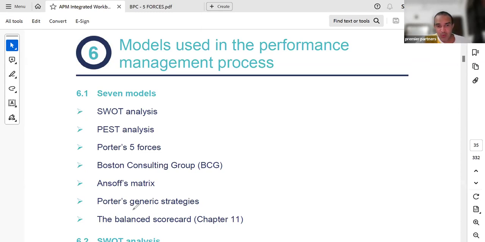Then finally, the balanced scorecard. Right? So it's basically a model that tells you, when it comes to evaluating or assessing or measuring performance, you not only need to look at your financial performance, but you also need to look at non-financials. I'll show you how you come to that basis.